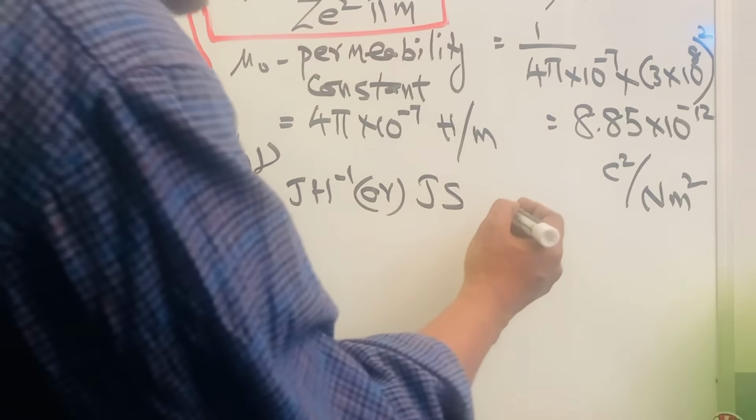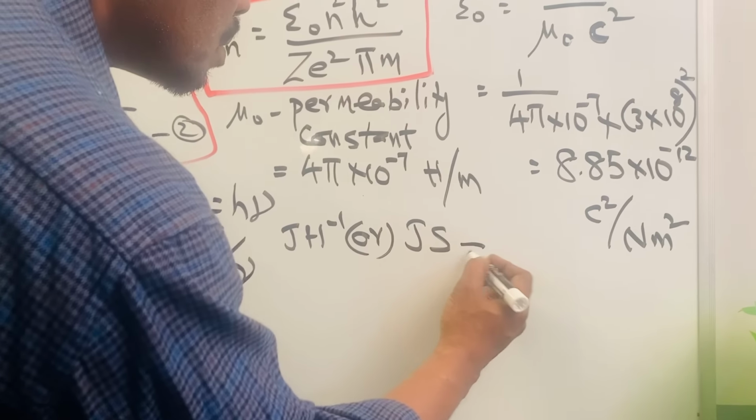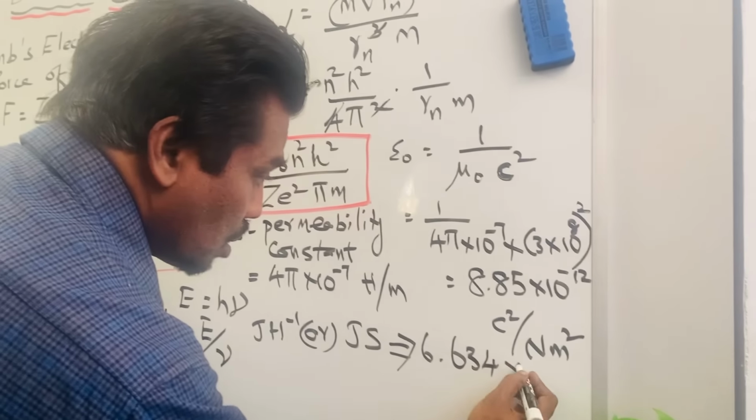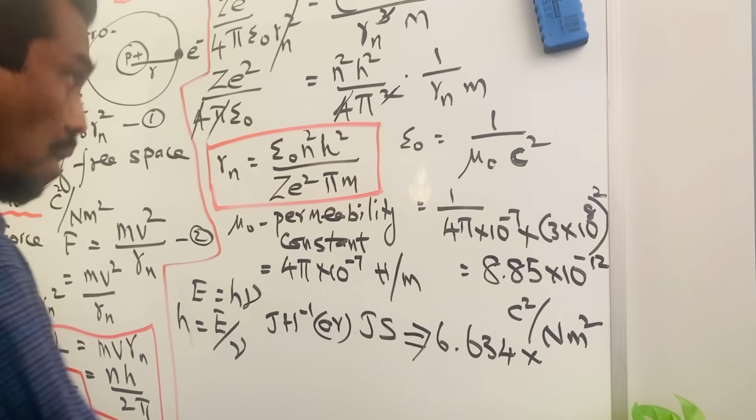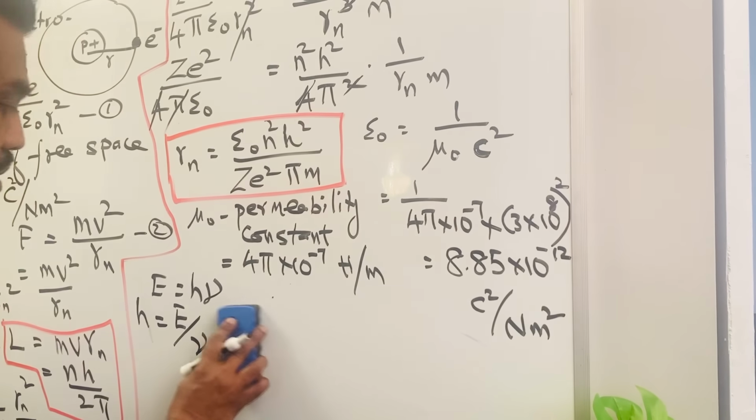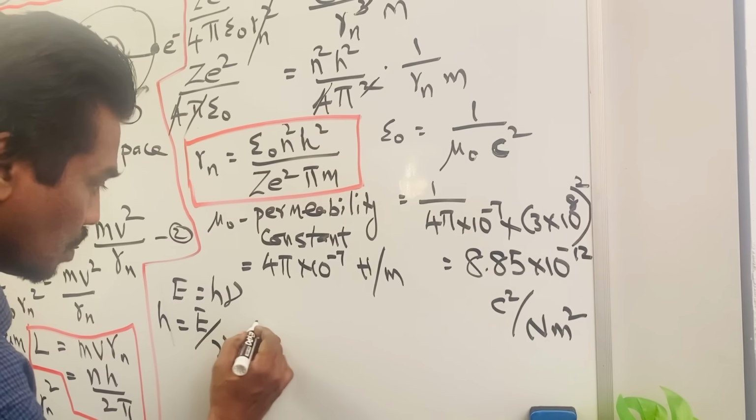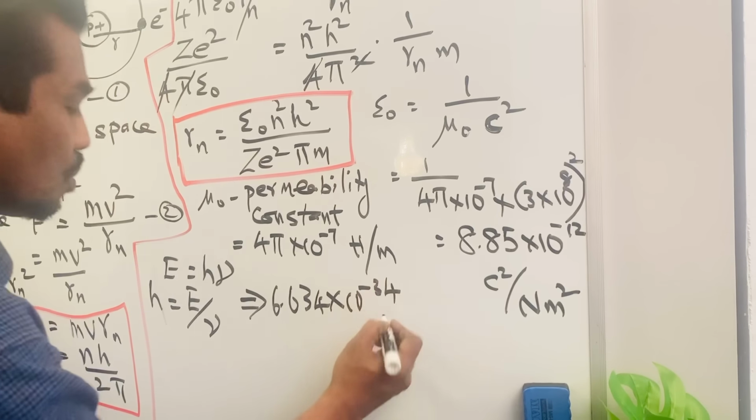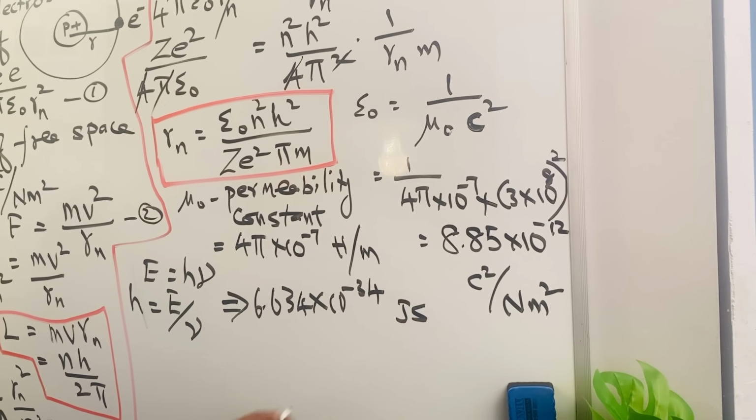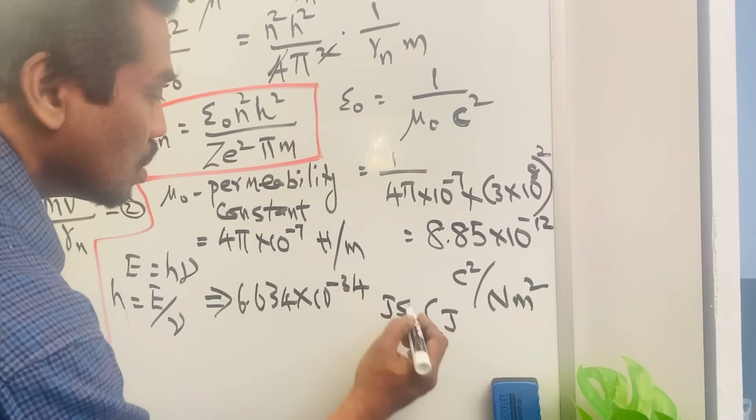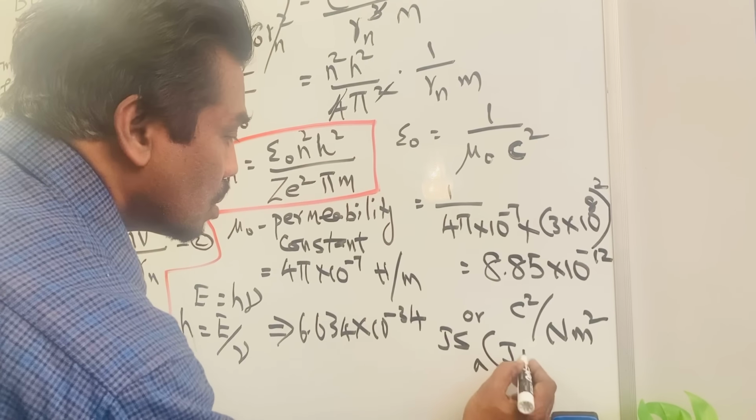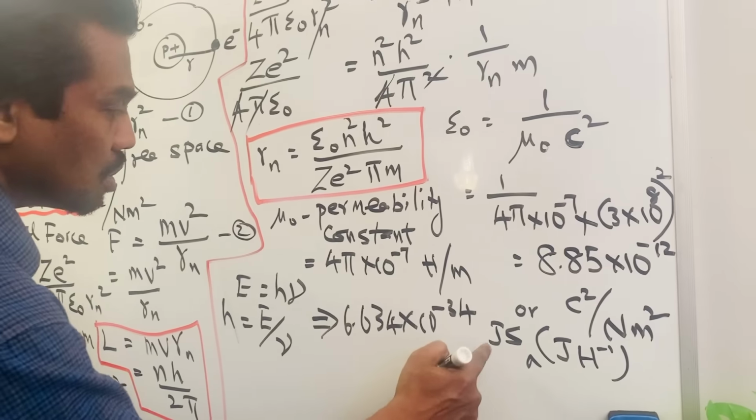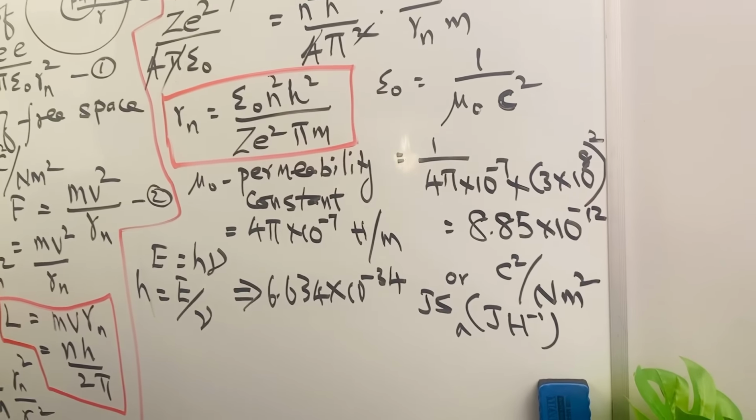So the value of Planck's constant is 6.634 times, so I put the value with the unit, 6.634 10 to the power negative 34 joules second, or joules per hertz. Normally we are using this unit, joules second. So that is the value of h.